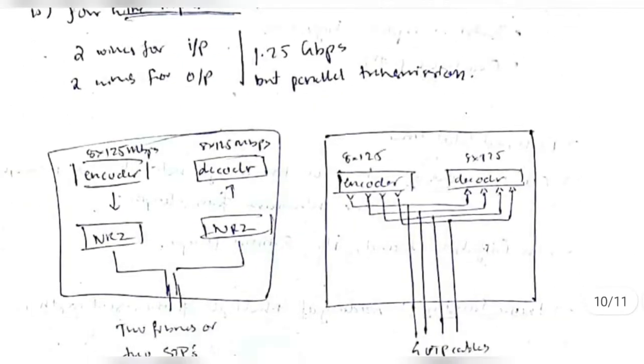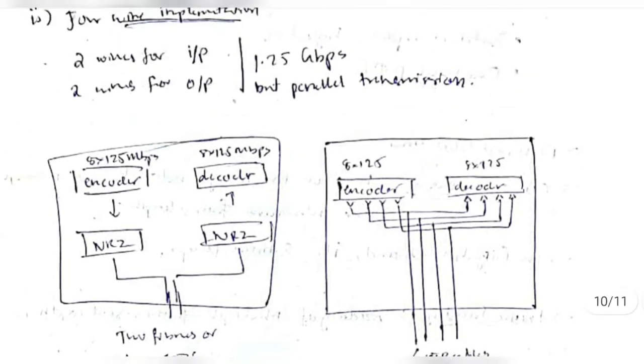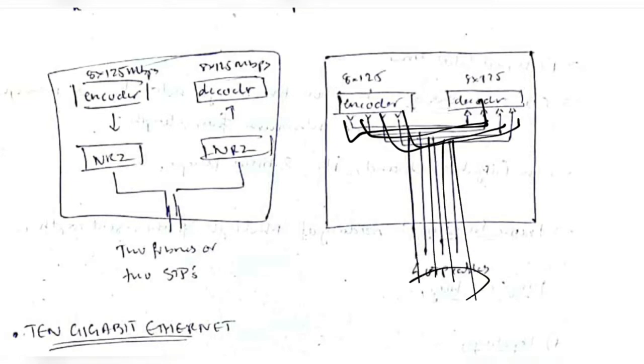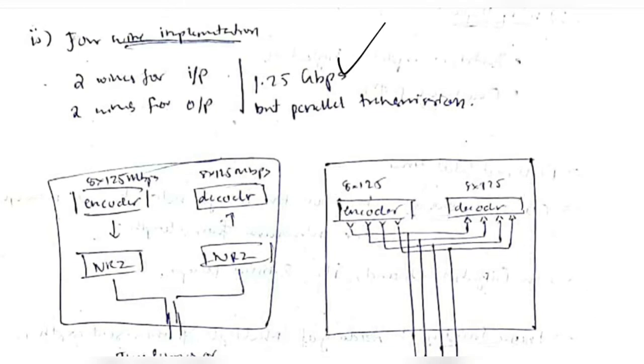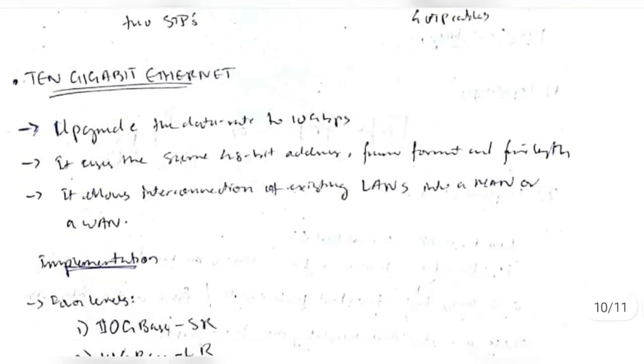In 2 wire we'll have 2 wires, one for sending and one for receiving. But in the 4 wire we'll have parallel transmission. The encoder and decoder are connected by 4 wires here, and each one has a connection to the media channel. So this is the 4 wire channel. It's the same gigabit per second, but more transmission will happen because we are using 4 wires to transmit the data in parallel. And the next one is 10 gigabit Ethernet.